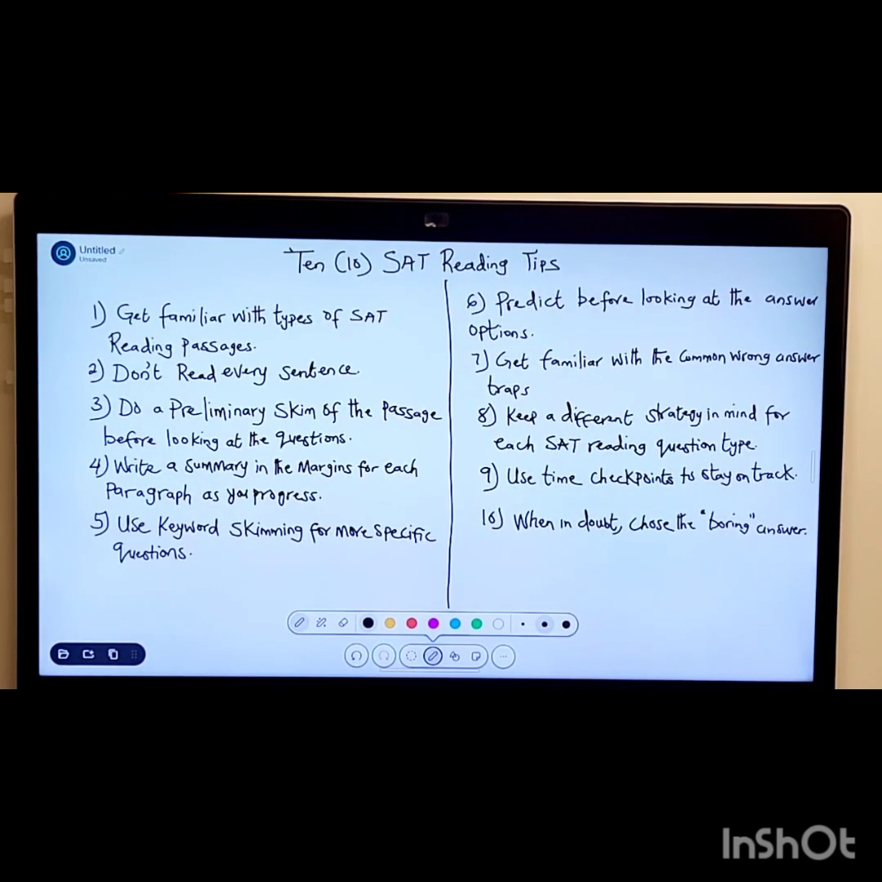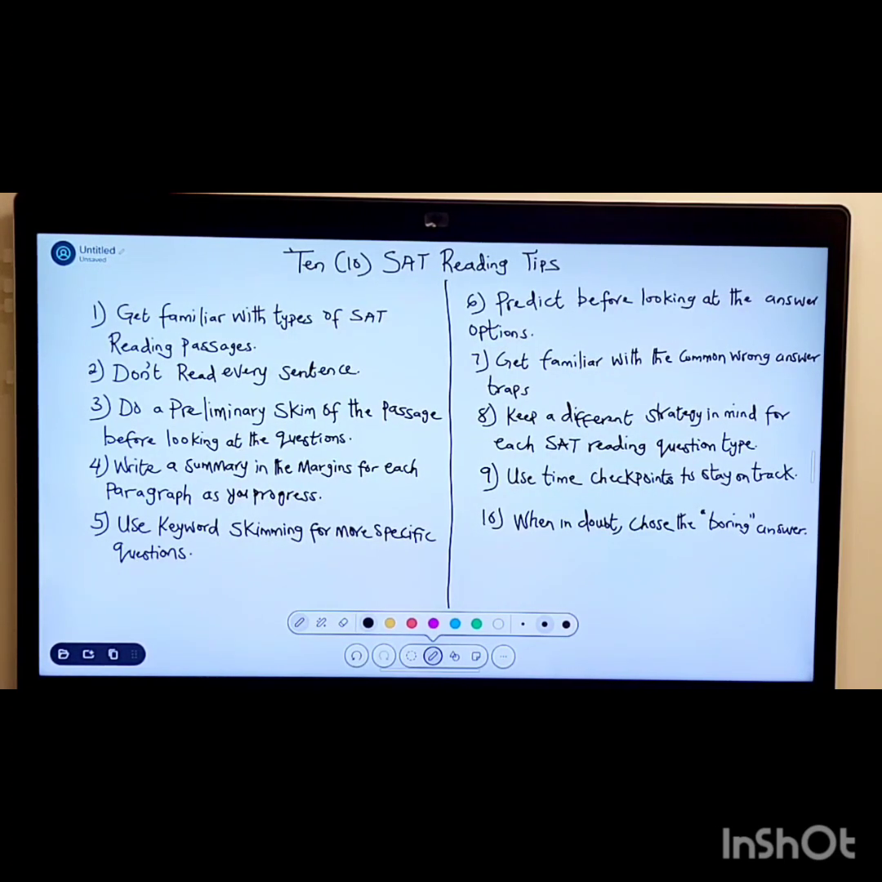Now the fourth one says, write a summary in the margins for each paragraph as you progress. Now what I used to tell my students is, when you are reading your passage, you'll be coming across a lot of vocabularies. Always make sure you pick up your pencil, underline or write it out, and make sure that you understand that vocabulary, because that vocabulary is going to give more meaning to your passage. And also write a summary in the margin for each paragraph as you progress.